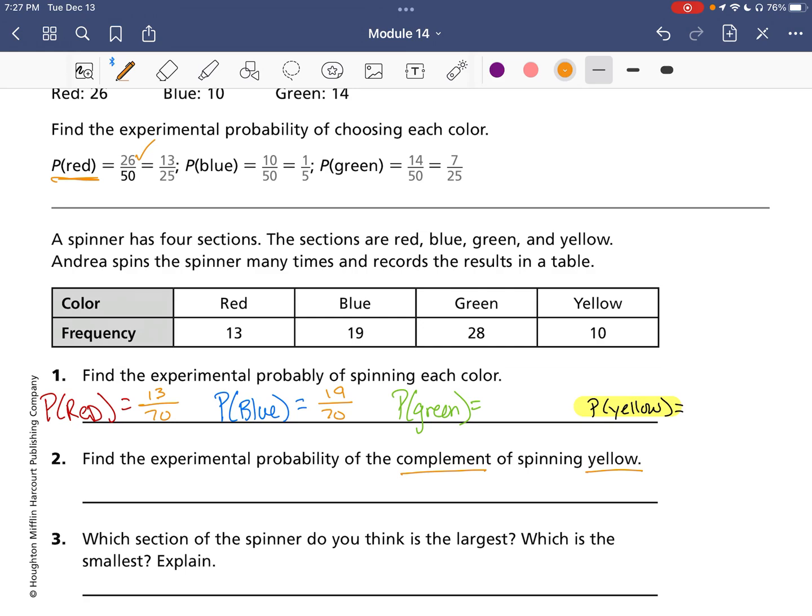All right, for green, we're going to simplify that. 28 seventieths will get us to 2/5. And then yellow will get us 1/7. Now, if the experimental probability is 1/7, then the complement, kind of what's left, would be 6/7.